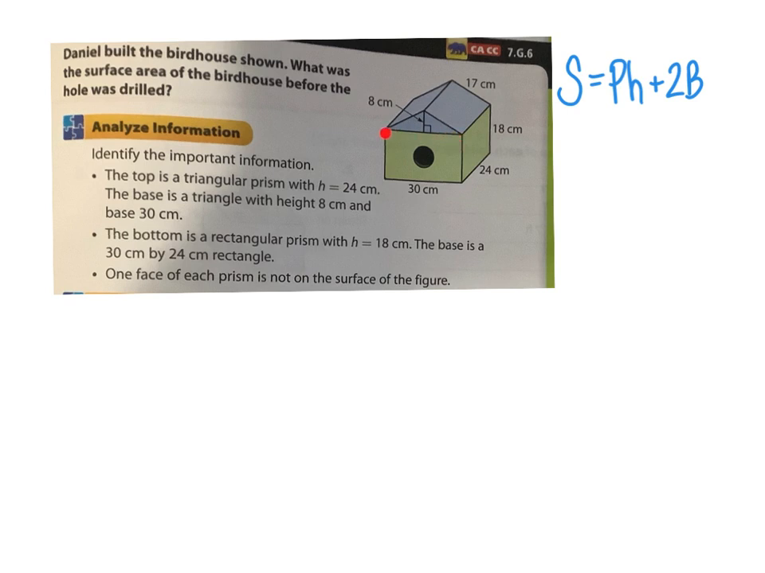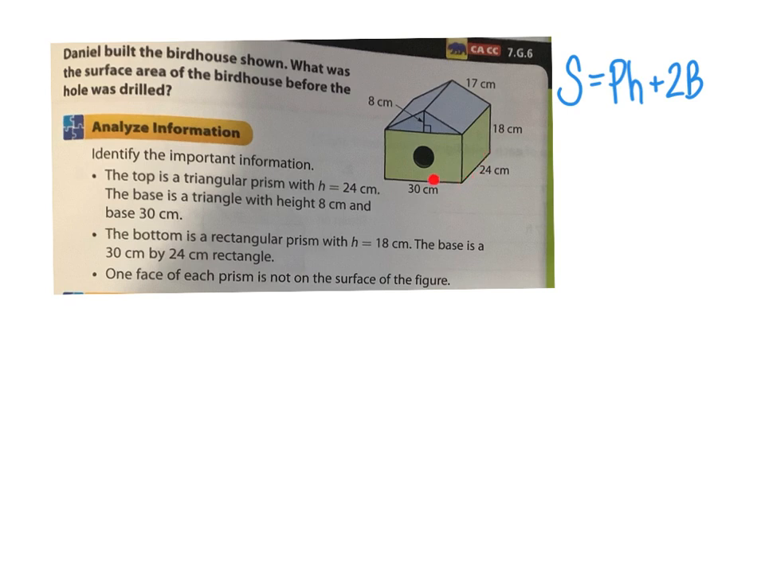I notice that I have 2 prisms. I have this rectangular prism, and then I have this triangular prism. So I'm going to have to do those separately and then add them together. So I'll use the formula for the rectangular prism here. And then I can use this same formula for the triangular prism as well, as long as the base that I use is this triangle. So let's start with the rectangular prism.